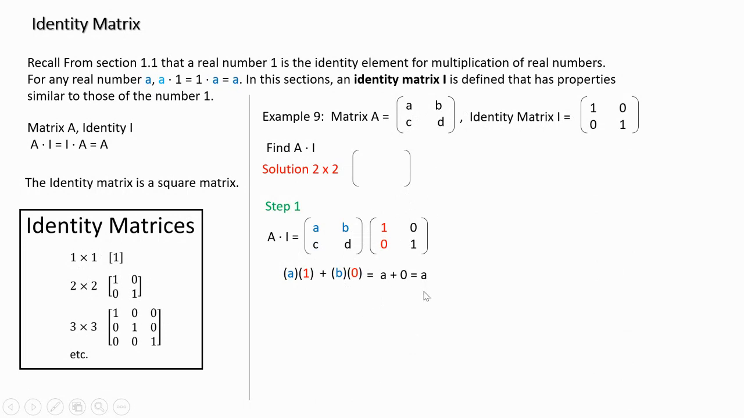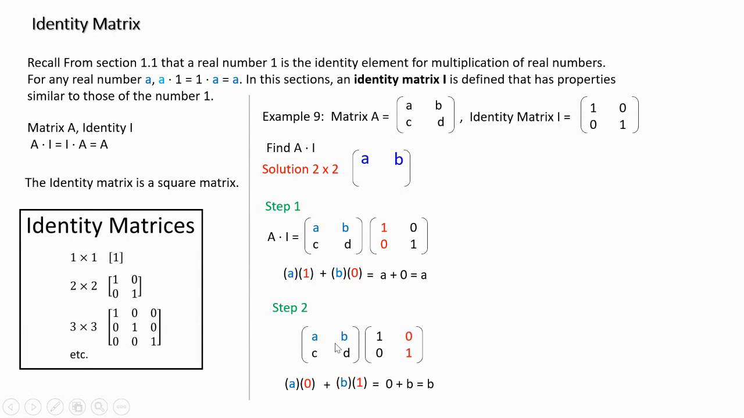It's going to give us A plus 0. The answer will be A. Okay. Now, step 2. Repeat the process as before, right? I'm going to multiply the first row times the second column, which will be in red, the 0, 1 here. So A times 0 plus B times 1 is going to give us 0 plus B equals B. So B will be on the second row, second column.